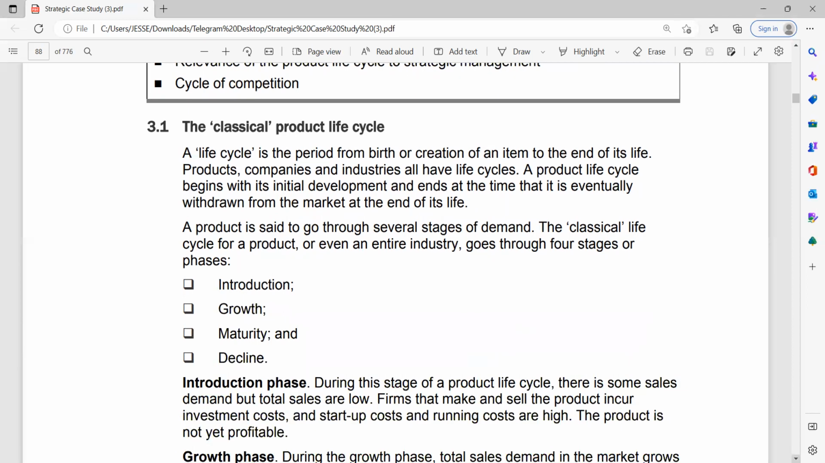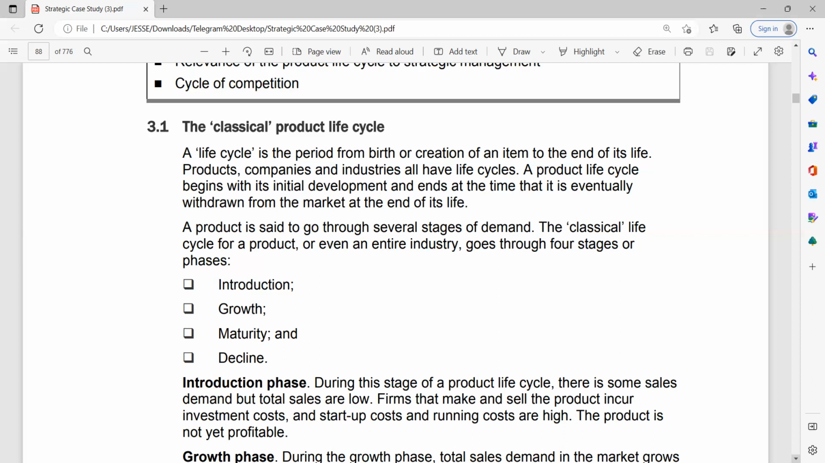When you think about life cycle, just think about it in terms of the life of a human being. A human being is born, will grow, will mature, and then at a point will pass away. In the same vein, products too have a life cycle. Products are born, they come new onto the market, then they grow, then they mature, and then they decline and phase out. Now, a life cycle is the period from birth or creation of an item to the end of its life. Products, companies, and industries all have life cycles.